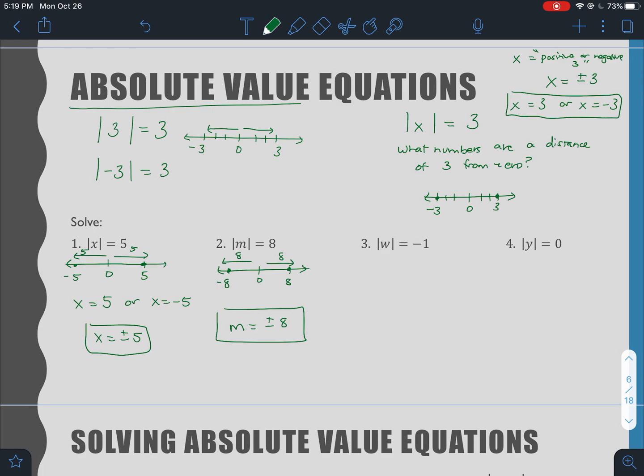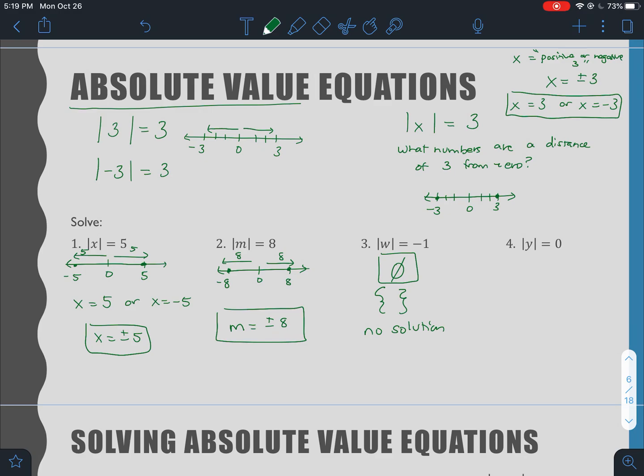If the absolute value of w is -1, it's saying what number has a distance of -1? Well, absolute value is always positive, so this is going to have no solutions. So remember our ways to write no solutions. You can write 0 with a bar through it. You can do the empty set notation, the empty brackets, or you can say no solution. Any of those ways would be okay. So again, absolute value of something cannot be negative.